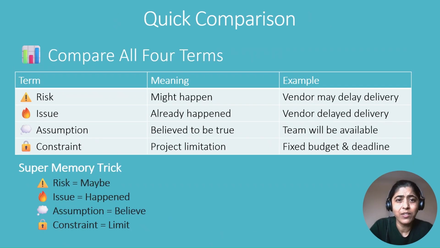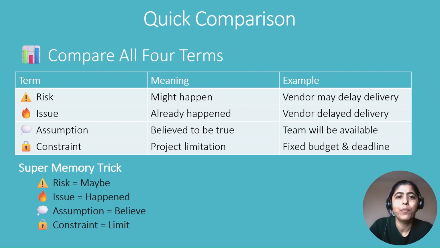Now that we have discussed each term individually, let's compare all four together. A risk is something that may happen in the future. An issue is something that has already happened. An assumption is something you believe to be true without confirmation. And a constraint is a limitation that restricts how a project can be executed.